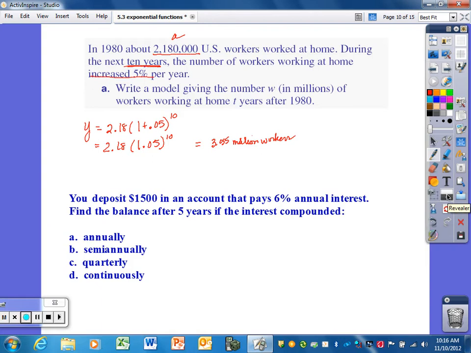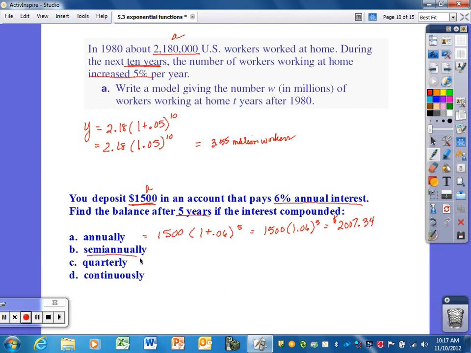Say you deposit $1,500. This would be your initial amount, which they call P, but just think of it as a b to the x. So this would be a. In an account that pays 6% annual interest. So that's 6% 1 year. Find the balance after 5 years. So annually is once a year. So that's 1,500 times 1 plus 0.06 once a year for 5 years, which is 1,500 times 1.06 to the 5th, which is $2,007.34.